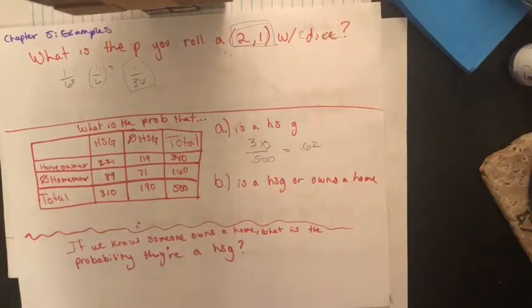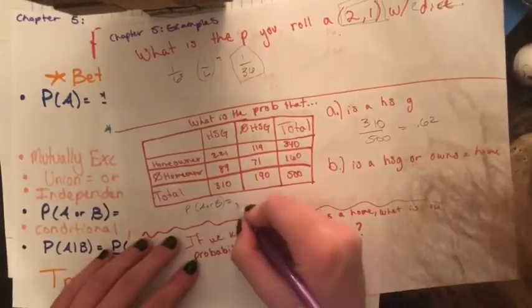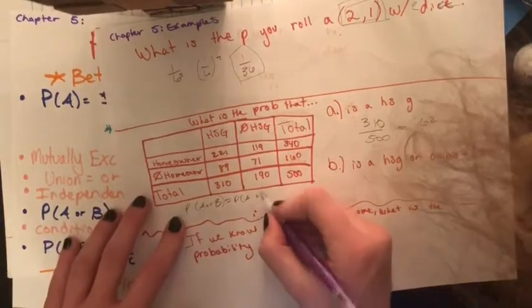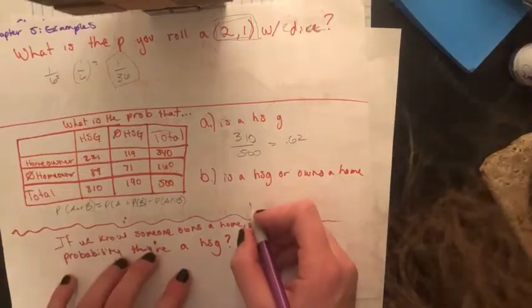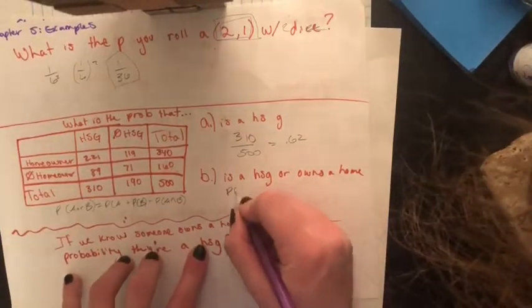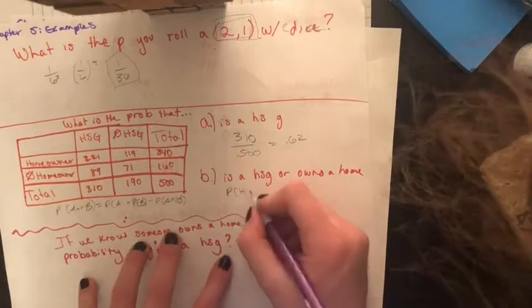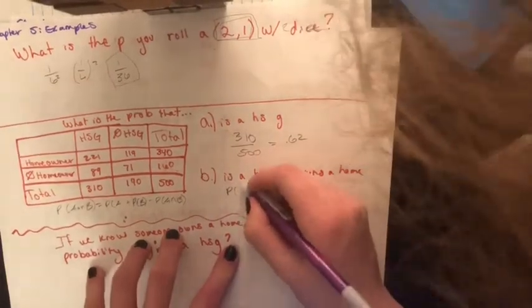Is a high school graduate or owns a home. So this is the weird one. We're going to use this equation. I'm just going to go ahead and write this down here. P of A or B equals P of A plus P of B, minus P of A and B. Okay, so is a high school graduate or owns a home. So probability of high school, I'm just going to do an H. Probability of H or, I'm going to change that to G, sorry.